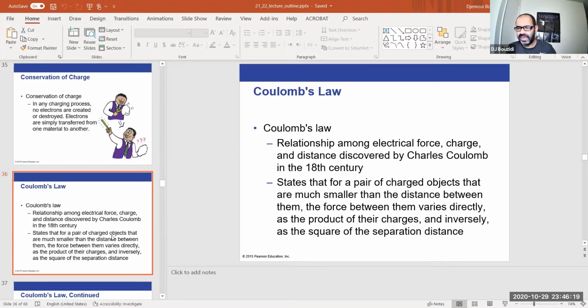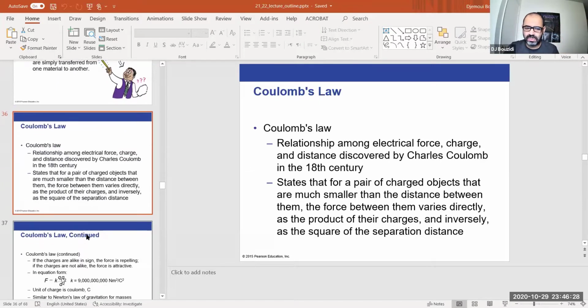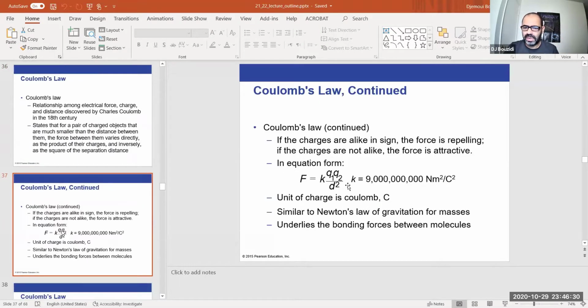Just like the law of gravity, except the law of gravity had the product of the masses divided by the distance squared, and then had a different constant. That's the only difference between them. And this is basically the law that he arrived at. Now, this constant, kappa, which has to do with the permittivity of the medium, with where you are, is 9 times 10 to the power 9 in SI units.